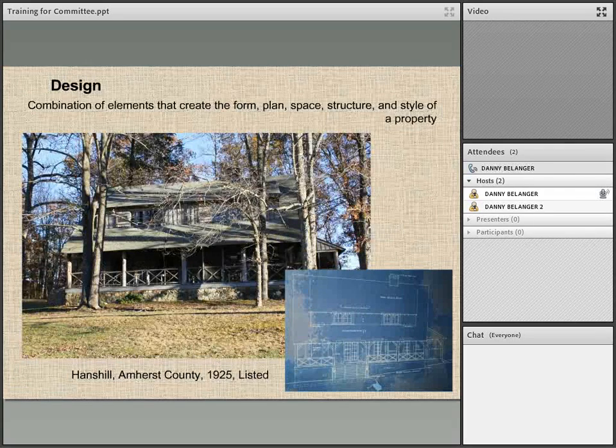Design. Design is the combination of elements that create the form, plan, space, structure, and style of a property. So here we have a building constructed in 1925 with the original plans in the bottom right, and you can see, based on the photograph, the original design, even the portico, is still intact.